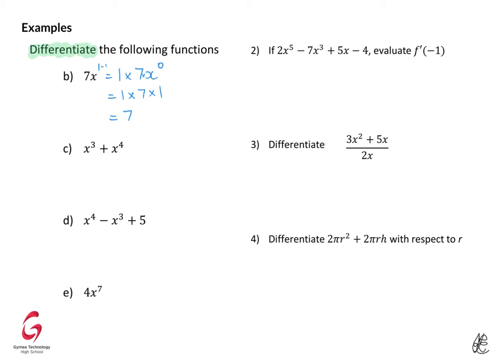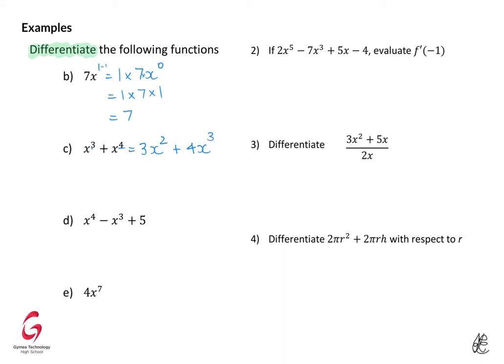In question C, I have 2 terms that I need to differentiate. And as we add more and more terms onto our function, we need to differentiate each term separately. So I'll start by bringing this 3 down the front, multiplying it onto the x, and taking 1 off that power, and then do the same thing for the next term. Bring the 4 down the front, multiply it onto the x, take 1 off the power.